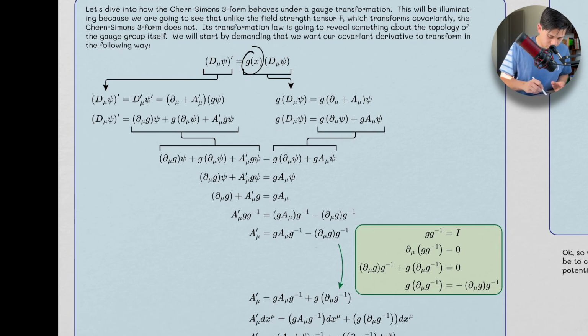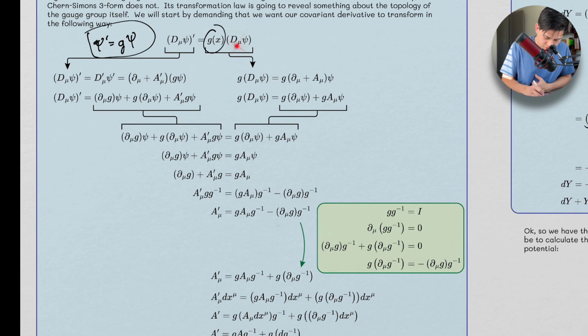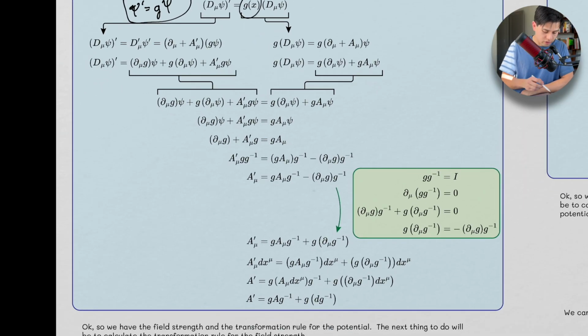So let's do this guy here. Again, D mu is going to be our covariant derivative. Right, so D mu, our covariant derivative, is right here, and we're going to have psi prime equal g psi like this. And this is going to be important later as well. Okay, so let's see here. Here's this, and then we do the same thing over here. Our g being multiplied by our transformation. We can really just follow all of this all the way down.